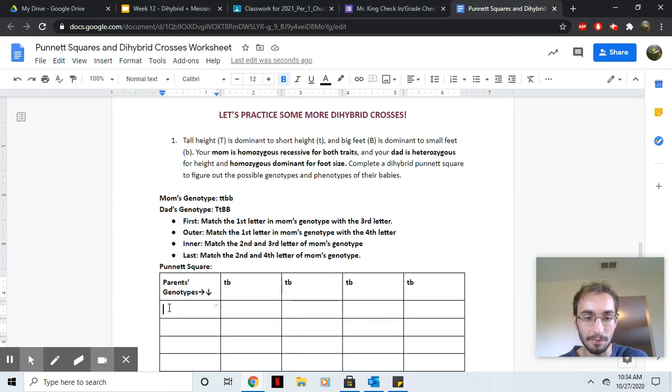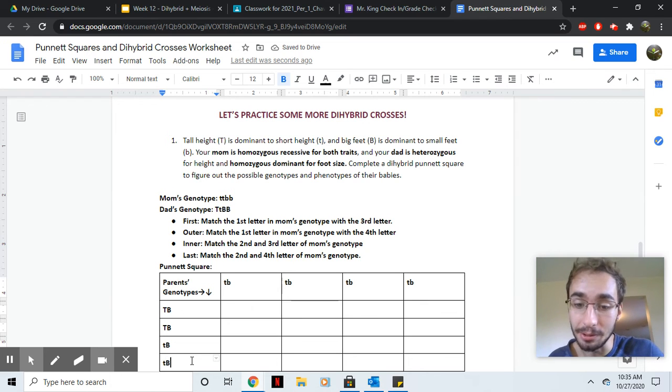So to figure out the alleles, first, do the first letter. So the first of the T's is capital, and then the first of the B's is capital. So TB, 2 capitals. Outside, the outside letters, so this big T and then this big B. Inside, these 2 inside letters, the little t and the little b. So little t, little b. And then last, so the last of the t's and last of the b's. So that'd be this little t and then this big B. Okay, cool.